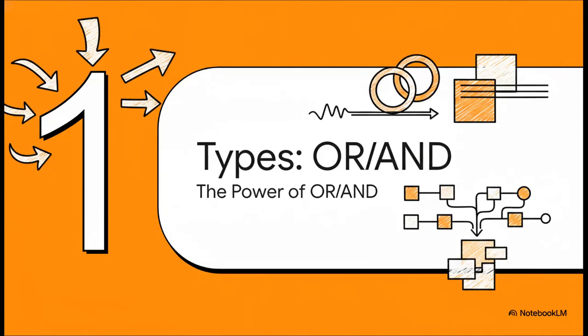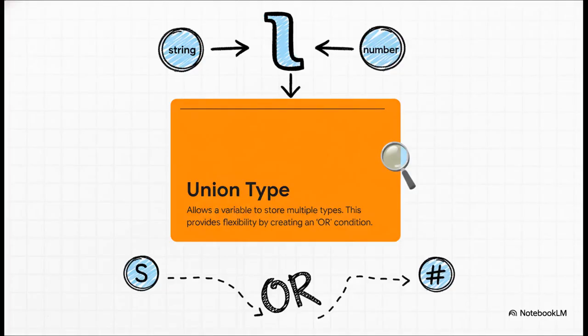Okay, first things first, let's talk about how TypeScript lets us create variables that aren't stuck with just one single type. This is a real game changer. So first up, we've got something called a union type. And that little pipe symbol, the vertical line, that's the key. It basically means or. So this line of code is telling TypeScript, hey, this value variable, it can be a string or it can be a number. This is a lifesaver when an API might send you an ID as either the number 123 or the string 123. You can handle both, no problem.